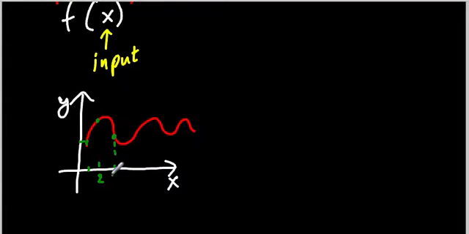Let's say that we call this 3. This 3 has only one output. It doesn't have any more. And even though it looks like it's bent and maybe it's vertical, it's actually not vertical. It just keeps going up and down. So each x has only one y.